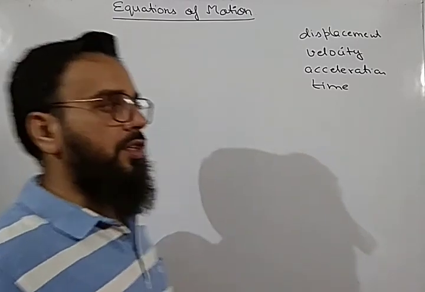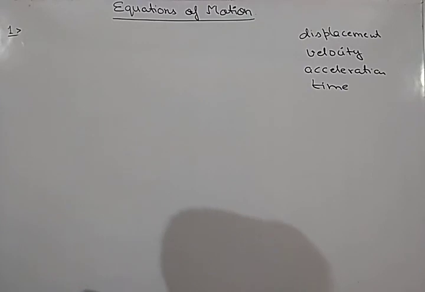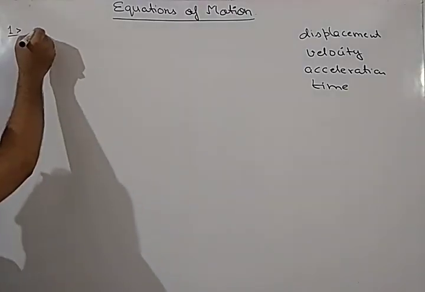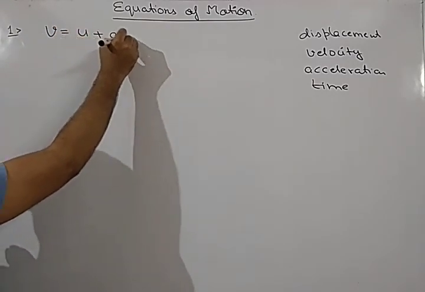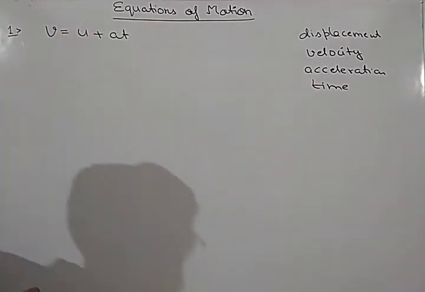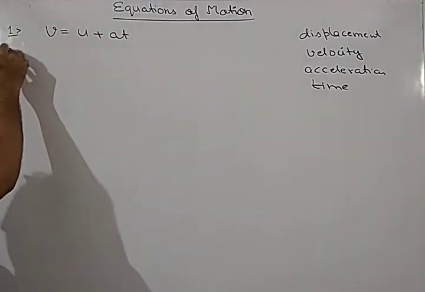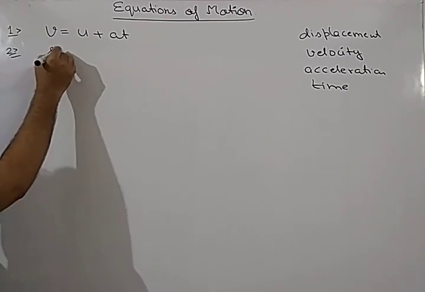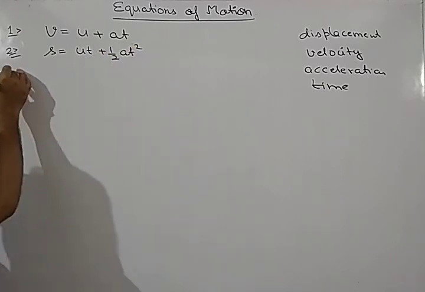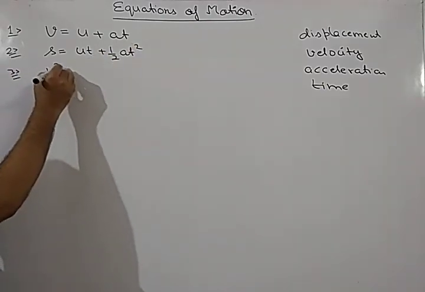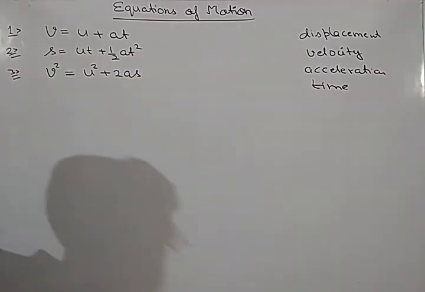So there are basically three equations of motion. First I am writing the equations of motion, then we will do the proof. First, write the equation; I will explain what these terms are and then we will derive them. So the first equation of motion is v = u + at. Then the second equation of motion is s = ut + (1/2)at². And the third equation of motion is v² = u² + 2as.